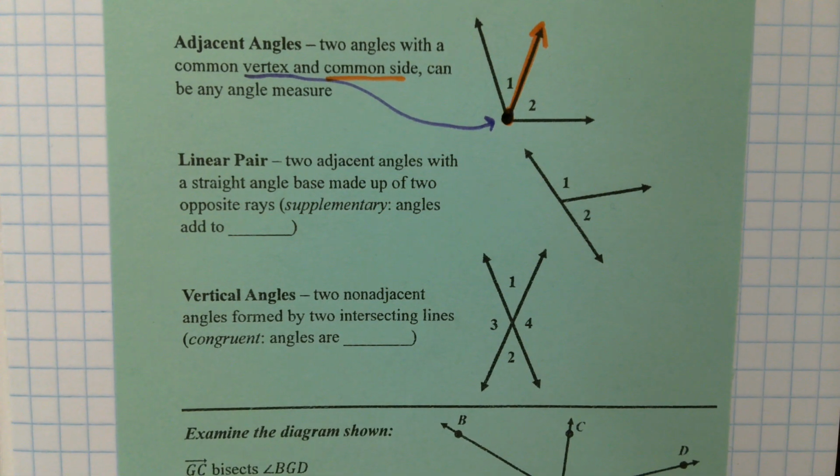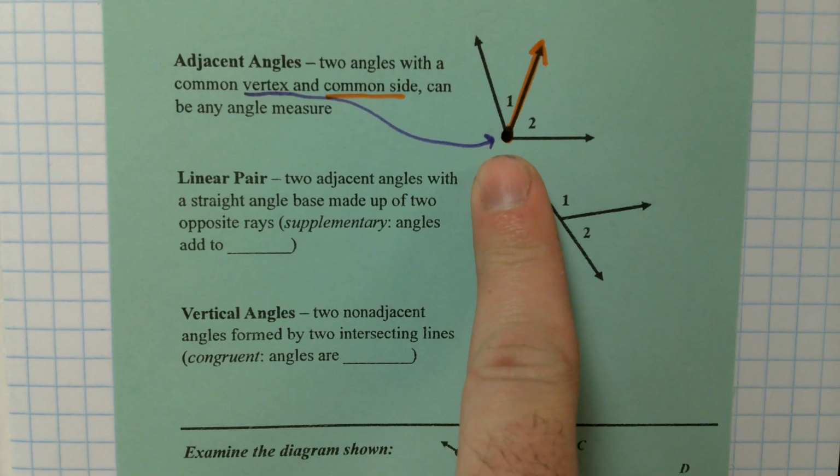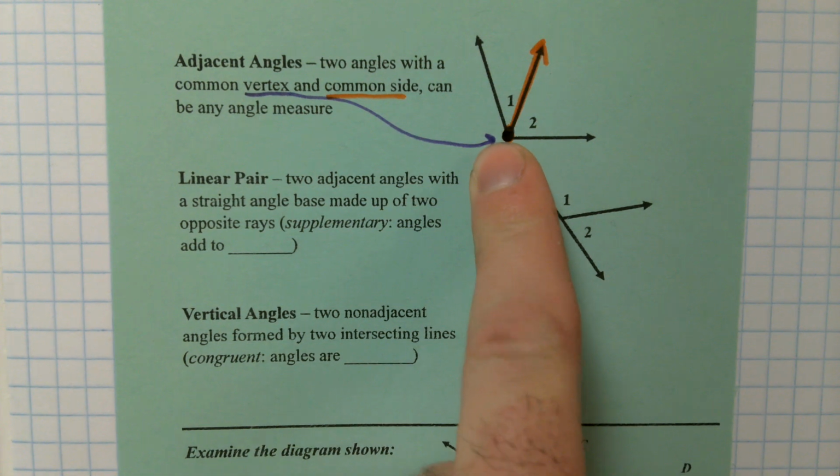Alex, you got an idea? 180. It's a great guess. Any other ideas? 90. Another great guess. Well, what do 1 and 2 look like they add up to equal here? Over 90. Something over 90. Do we know exactly what?